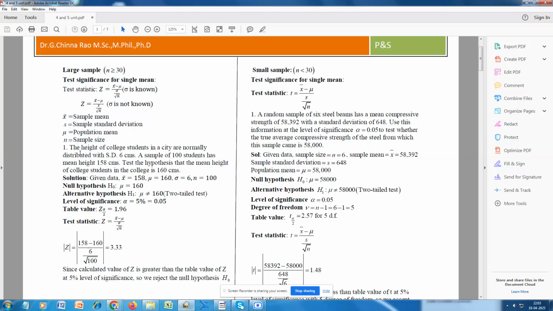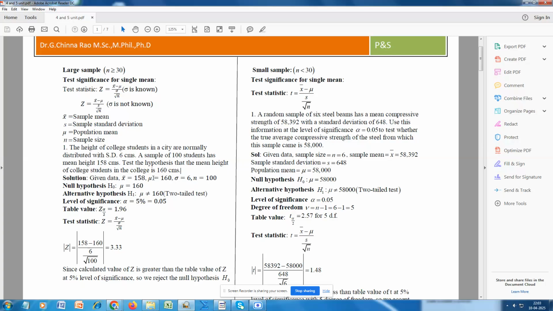Now, the question is: the heights of college students in a city are normally distributed with standard deviation 6 centimeters. A sample of 100 students has mean height 158 centimeters. Test the hypothesis that the mean height of college students is 160 centimeters. First, you write the given data.